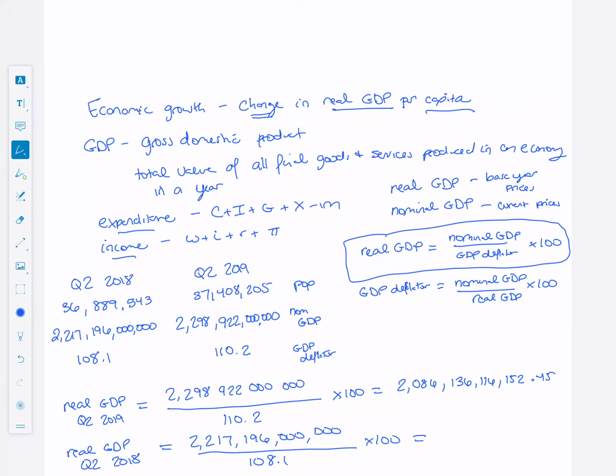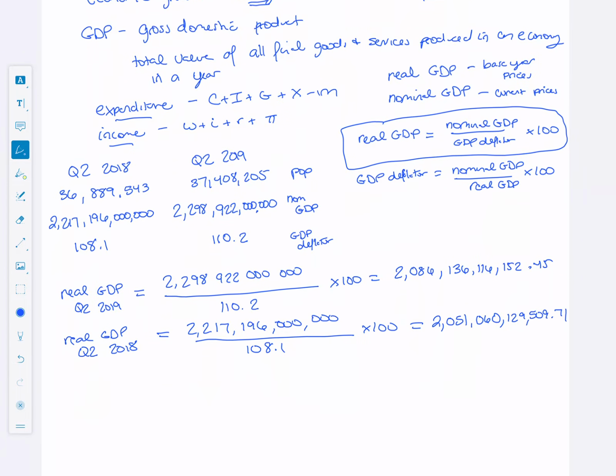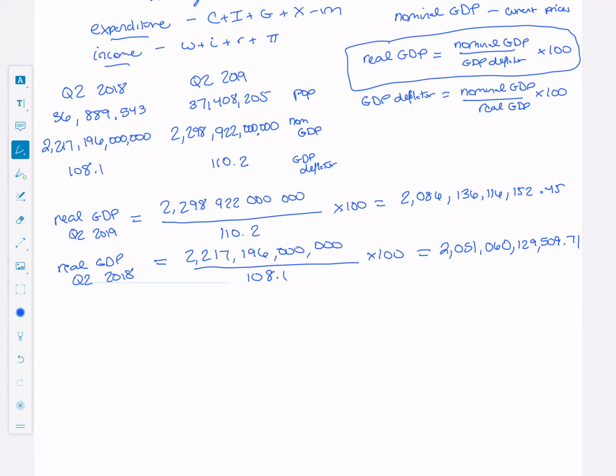Okay, so let's do that quick calculation. 2,217,196,000,000 divided by 108.1 times 100. If you're not getting answers that are in the trillions of dollars, then likely there's something wrong in your calculation. So we should end up with 2,051,060,129,509.71. Okay, so now we want to take it and find real GDP per capita.